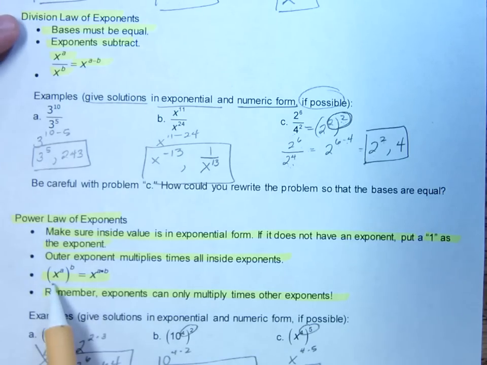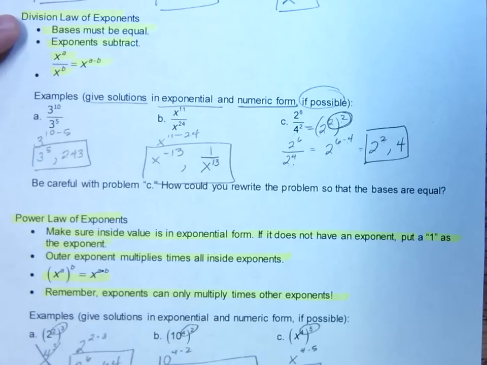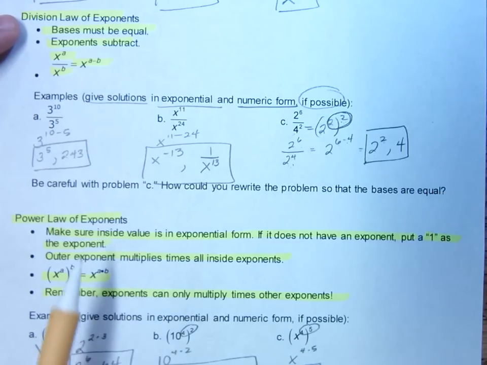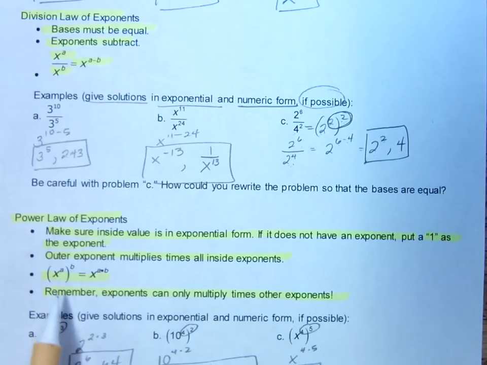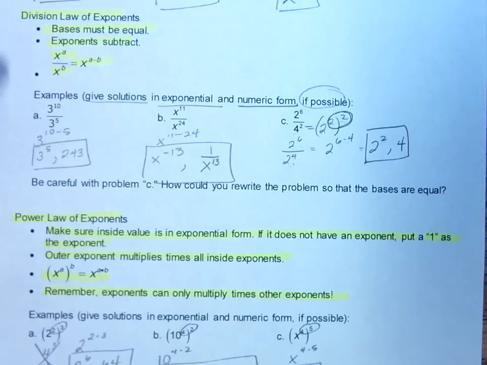So here's our textbook example. x to any power a, raised again to any power b, is the same thing as x to the a times b power. Earlier when we were multiplying like bases, we added. Now we're not dealing with like bases. We're dealing with one base now, a power to a power. We're going to multiply. Remember, exponents can only multiply times other exponents. You're not taking this exponent a and multiplying it by this, or the exponent b and multiplying by this. You're just multiplying exponents times exponents. Okay, you got to remember that. So here's some examples.